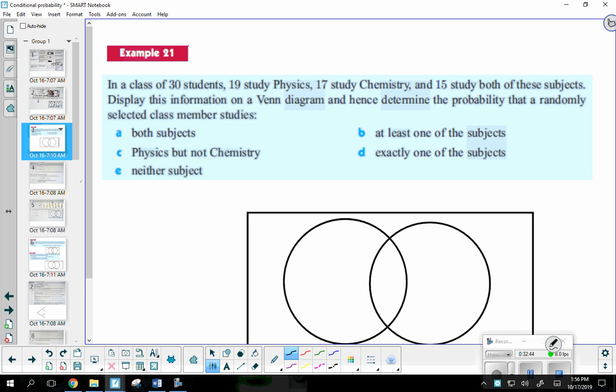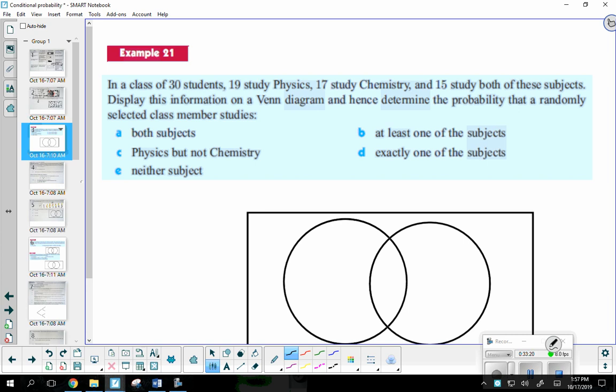All right, so let me read it out to you. In a class of 30 students, 19 study physics, 17 study chemistry, and 15 study both of these subjects. Display this information on a Venn diagram and hence determine the probability that a randomly selected class member studies, and then we have everything from both subjects to neither subject. So I'll give you a minute or two to get your Venn diagram together. Once you organize all the information correctly, pulling that information off of it becomes a lot easier.